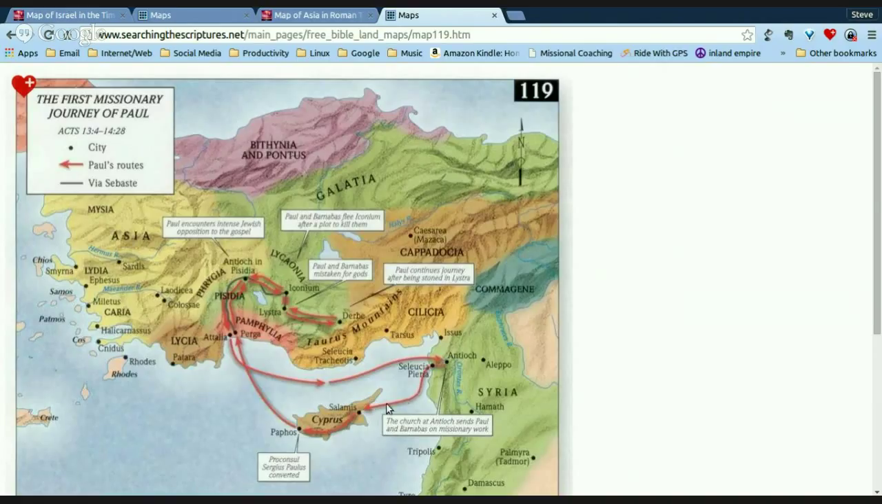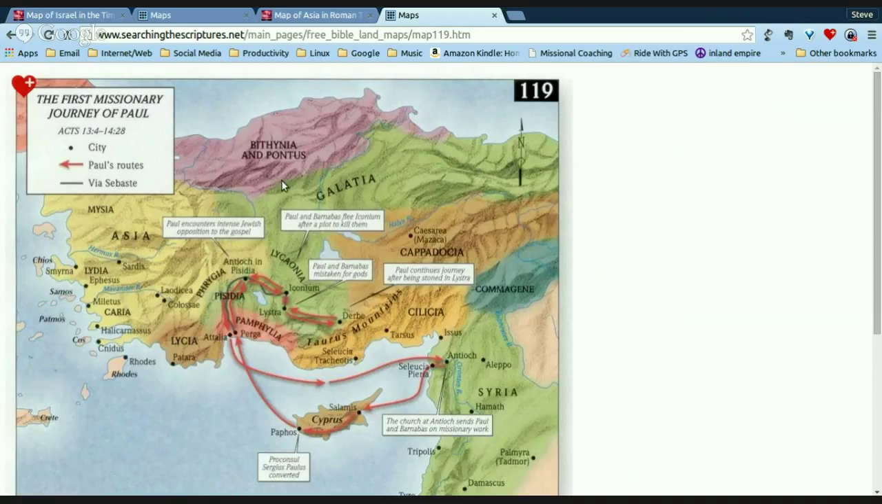So basically he travels by boat to the island of Cyprus. He travels by boat to Turkey and then makes a little tour through here and then travels back by boat to Antioch. And so you have this first missionary journey of Paul occurring in Acts 13:4 to 14:28. This region up here is known as Asia Minor.